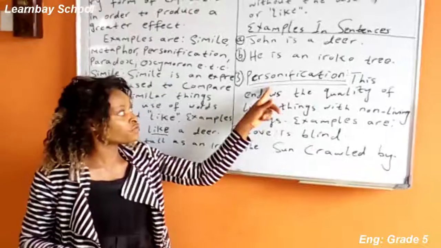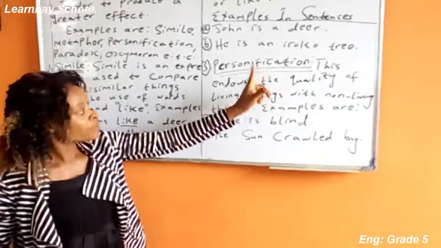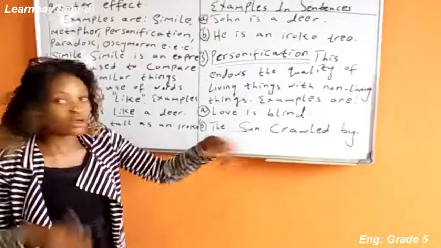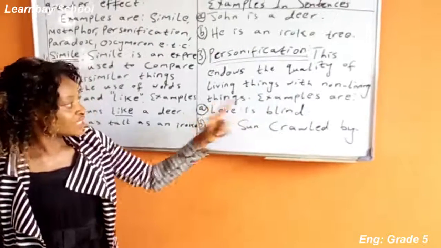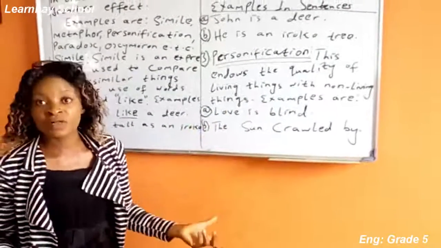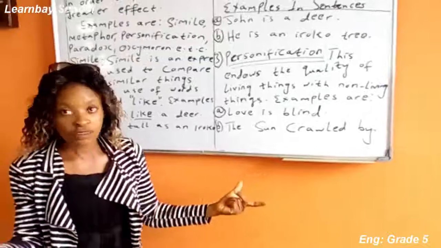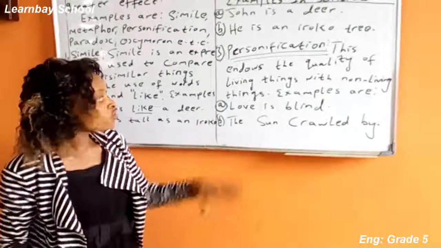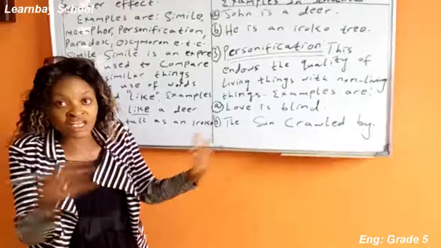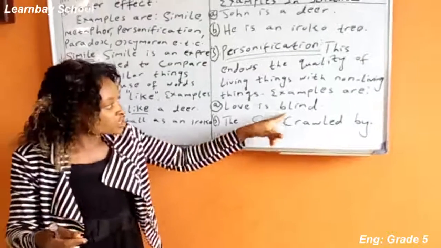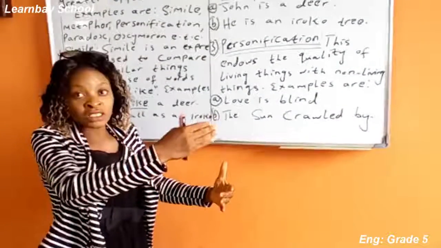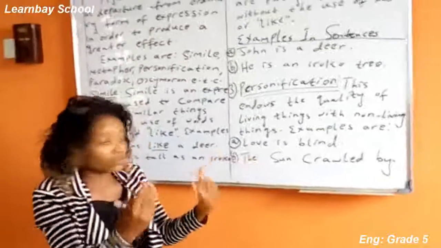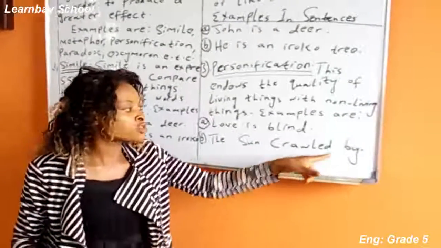Let's go to the third figure, personification. This endows the qualities of living things on non-living things. Examples are: love is blind. Have you seen love before? No. So how come it is blind? Love is a non-living thing, but we are using an ability that is capable of being done by a human being with that of a non-living thing. The sun crawled by.